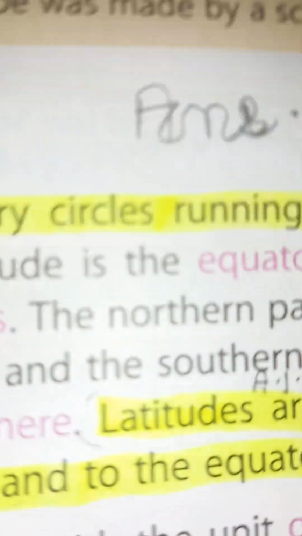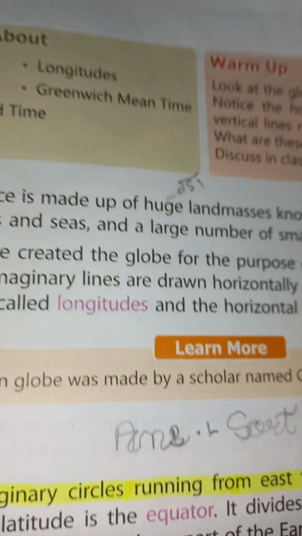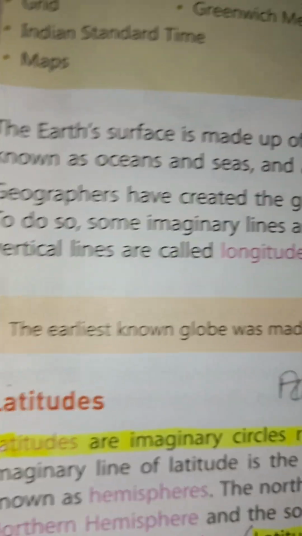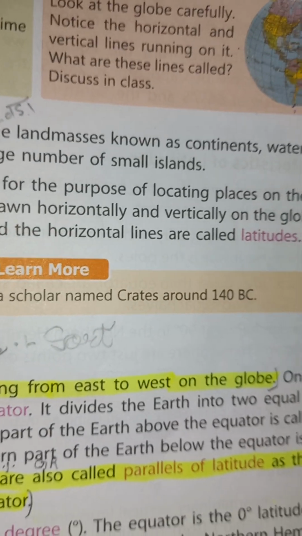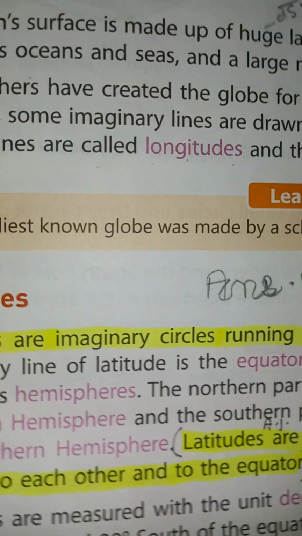To do so, some imaginary lines are drawn horizontally and vertically on the globe. The vertical lines are called longitudes and the horizontal lines are called latitudes.